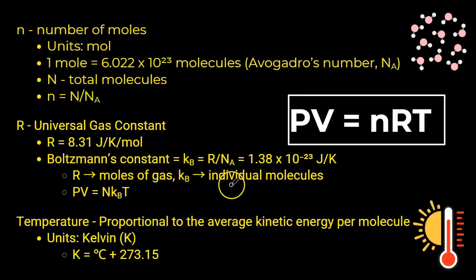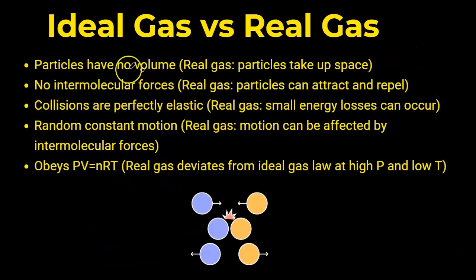If you're using Boltzmann's constant, then the equation becomes PV is equal to N k_B times the temperature. Temperature is proportional to the average kinetic energy per molecule. The unit for temperature is Kelvin. So if you get a number in Celsius in the problem, make sure you add it to 273.15 to convert it to Kelvin.